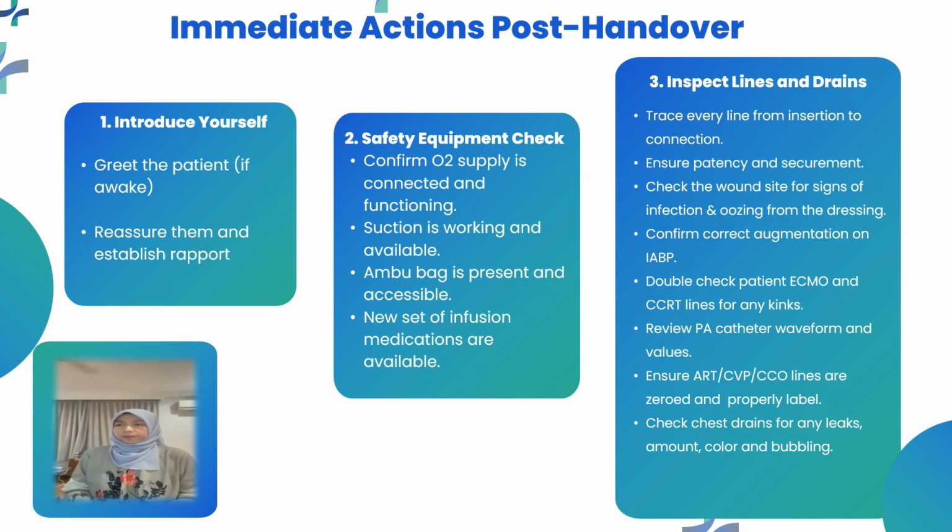For the arterial line, CVP, CCO, and also IABP, we must also zero all those devices, and also we have to check if it is properly labeled.